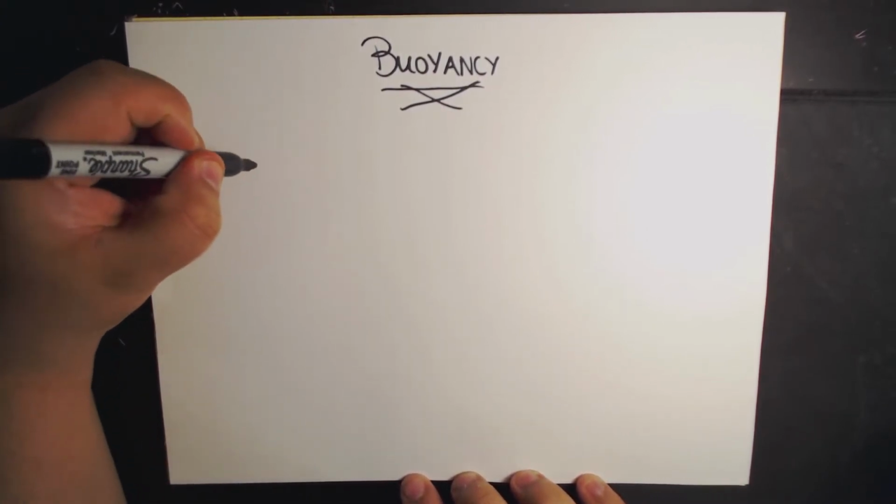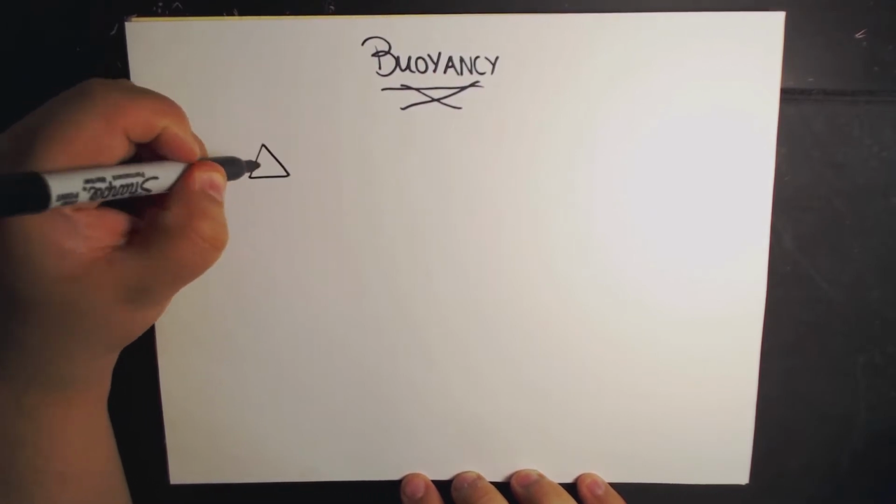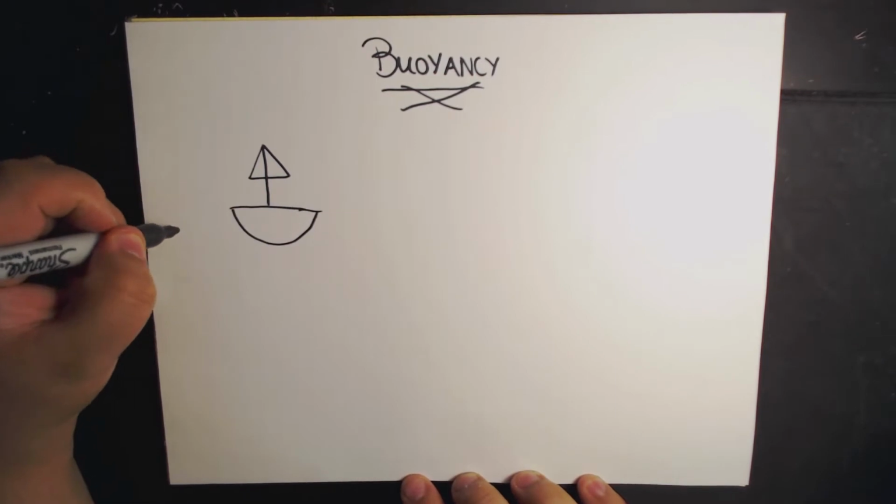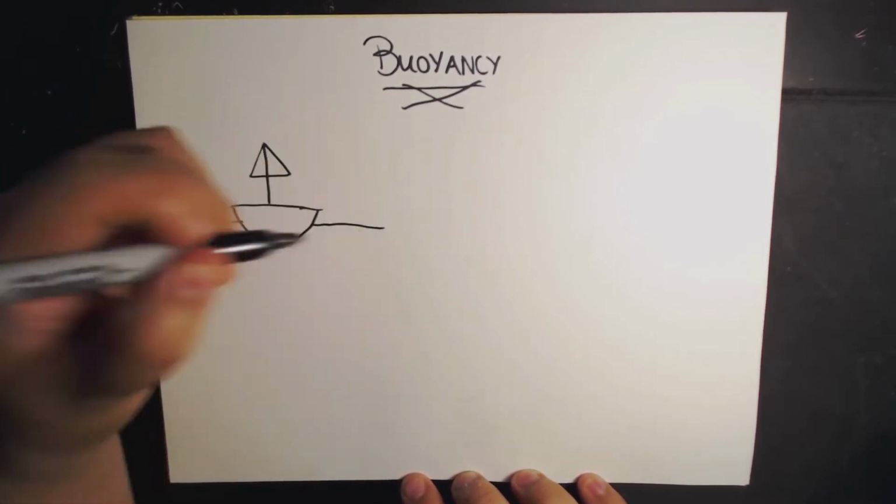Now, to give me a little help to explain this concept to you, I'll draw a little boat here. It's a beautiful boat, I know. I'm a wonderful artist. Thank you for noticing.